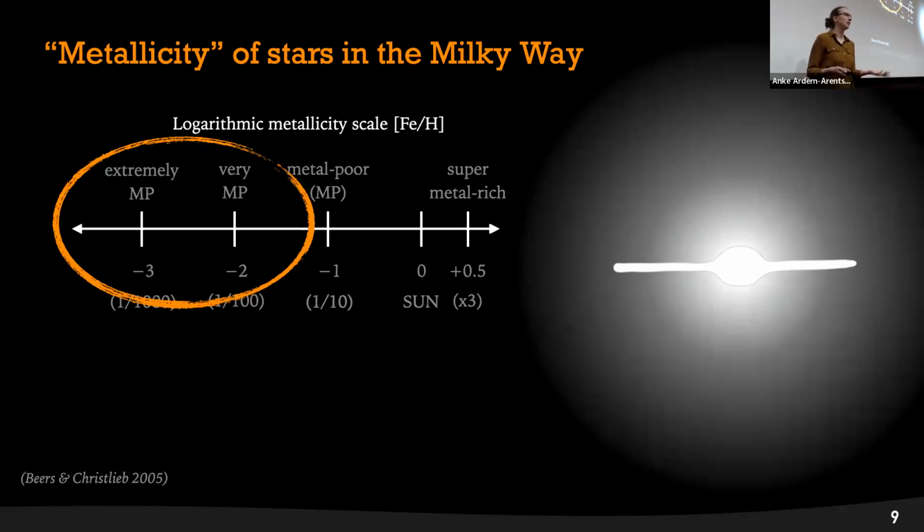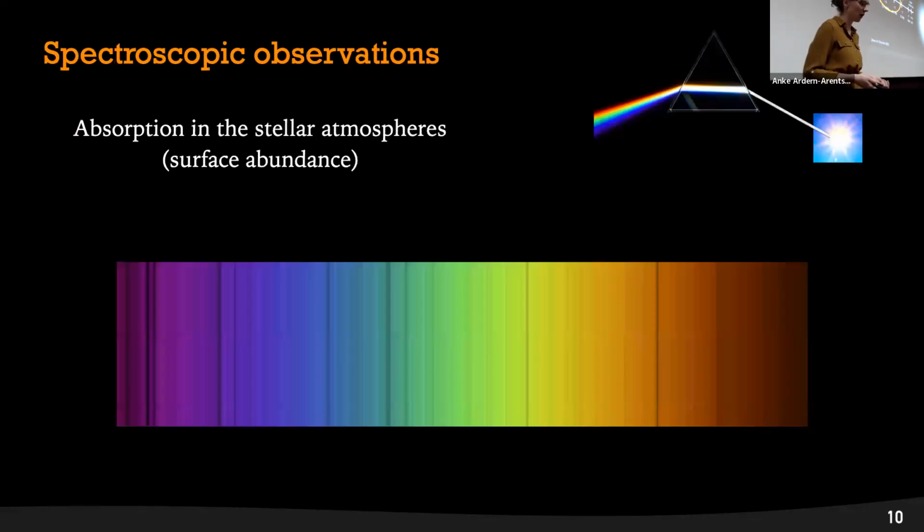So then how can we tell the metallicity of a star? What we usually use is spectroscopic observations. So this is the spectrum of the sun. And what you can see here are absorption lines of specific elements. So these elements are in the atmosphere of a star. This is the part of the star that hasn't changed since basically when it was born. So it's tracing the surface abundance. And so these elements are absorbing the light that the star emits.